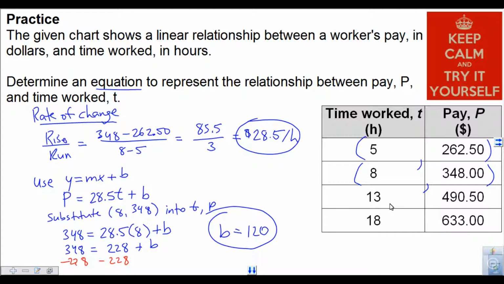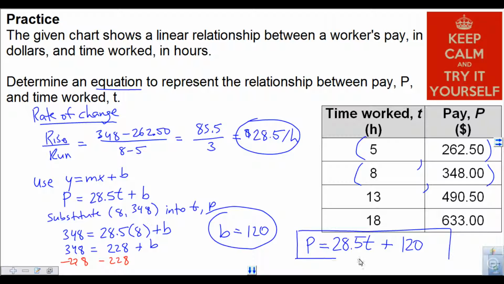All right, so now that we know our rate of change and our initial value, we can go ahead and create an equation. So we already have a partial equation here. You see p is equal to 28.5t plus b. Now that I know what b is, I can finish the job here. So p is equal to 28.5 times t plus 120.